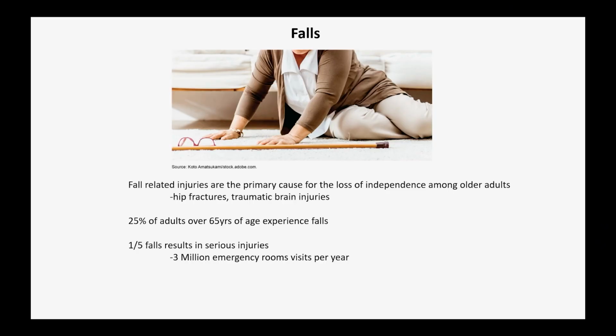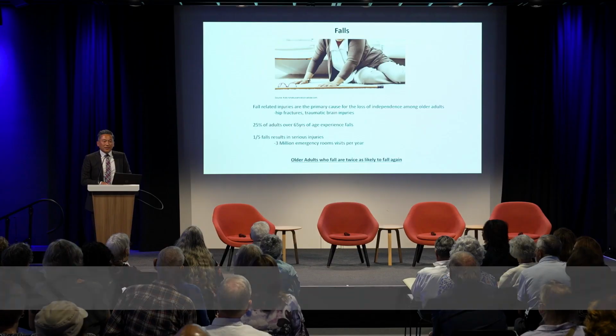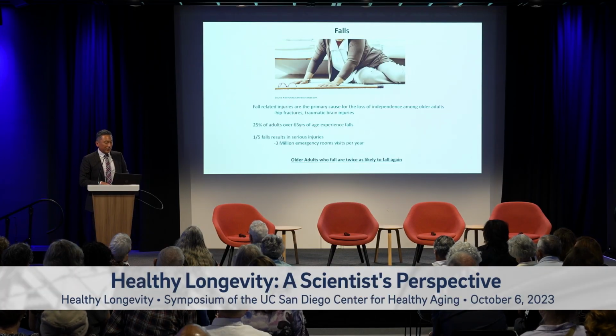Well, falls and the injuries that they can lead to remain a major concern in the lives of older adults. Fall-related injuries are the primary cause for loss of independence. They lead to things like hip fractures, traumatic brain injuries, and 25% of people over 65 experience falls. 1 out of 5 of these falls results in a serious injury, and over 3 million emergency room visits per year. Now, what's really concerning is that older adults who fall are twice as likely to fall again. And this can lead to cycles of hospitalization, rehospitalization, and accelerating decline. So what we want to do is understand why some people bounce back and why some people don't, because that's the first step to being able to do something about it.